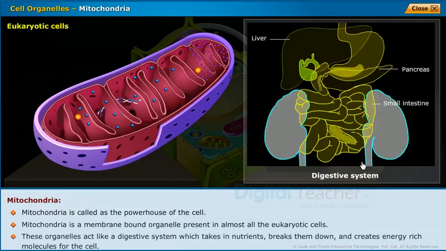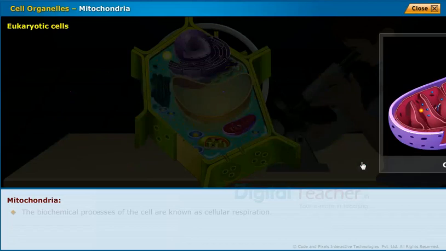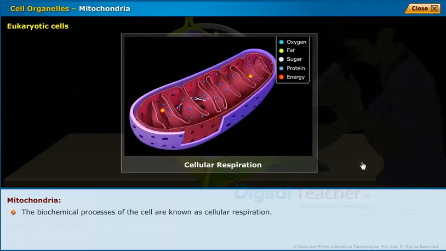These organelles act like a digestive system which takes in nutrients, breaks them down, and creates energy-rich molecules for the cell. The biochemical processes of the cell are known as cellular respiration.